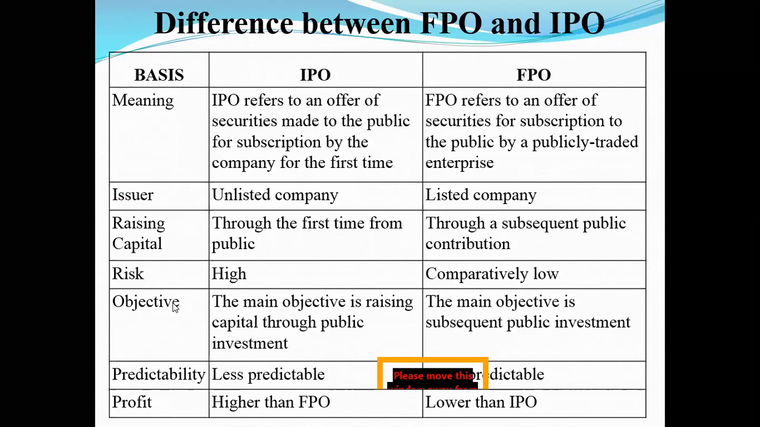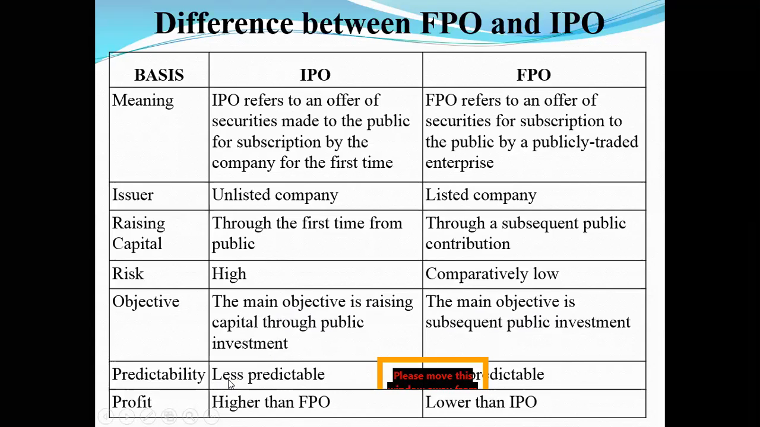Next, as far as the objective is concerned, the main objective of an IPO is raising money through public investment. Here, in an FPO, the objective is also raising money through public investment. So this is not a point of differentiation, but a similarity that we can see. Here you are raising money through public investment, and here also you are raising money through public investment. The only difference is, here you are doing it for the first time, and here you can do it repeated times. That is what we have to understand.